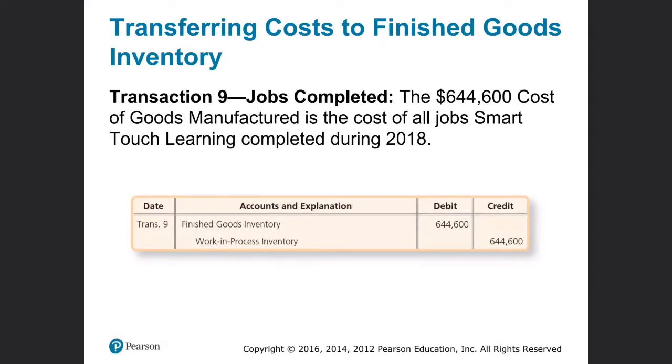So in this transaction, we have completed some jobs. So we have $644,600 cost of goods manufactured, which is the cost of all of our jobs. So we're going to debit our finished goods inventory account. We've completed those jobs, and we're going to credit our work in process inventory account because we've completed those jobs.